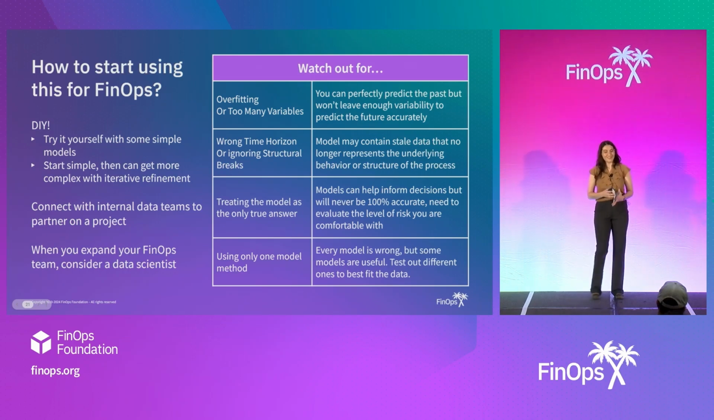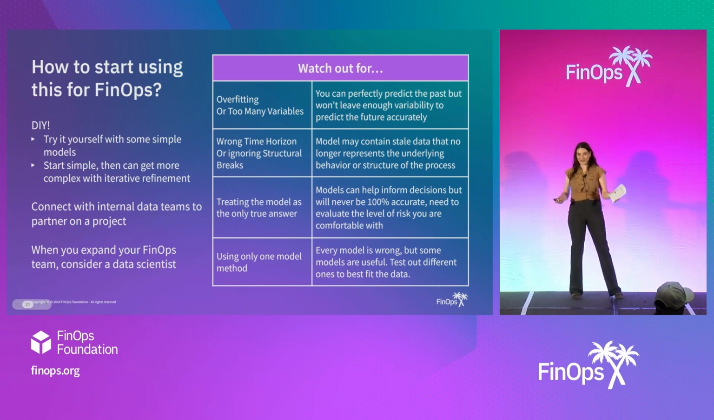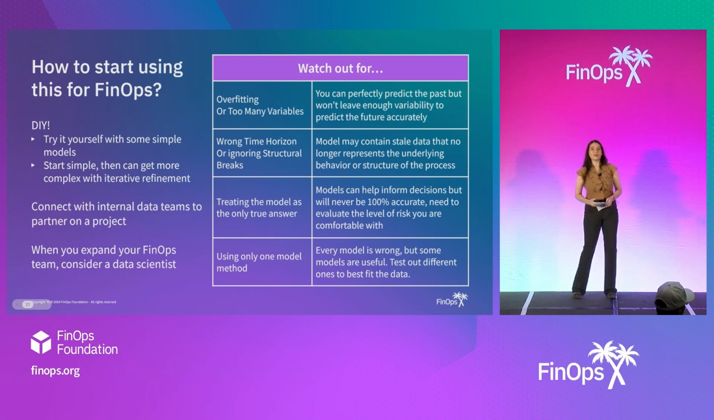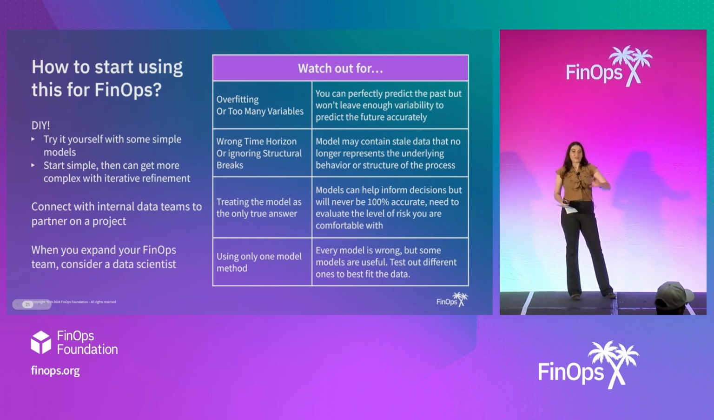All right. Now, how can you actually start doing this for your FinOps practice? So I would say try it out yourself. I mentioned some of the simple examples at the beginning with the stable processes. Those have just one equation, and so you can map any sort of metric over that and figure out if you have any anomalies. So I would definitely start there.